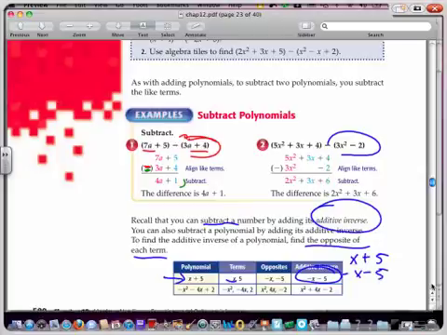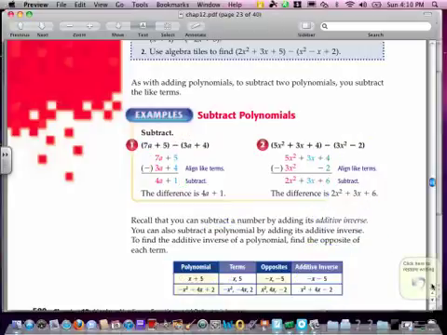On the other one, I've got negative x squared minus 4x plus 2. I'm just changing the sign. This is going to be a plus. This is going to be a plus. This is going to be a minus. So it's going to be x squared plus 4x minus 2. The reason that you would do that is that it takes care of the subtracting part, and then you can go back to adding.